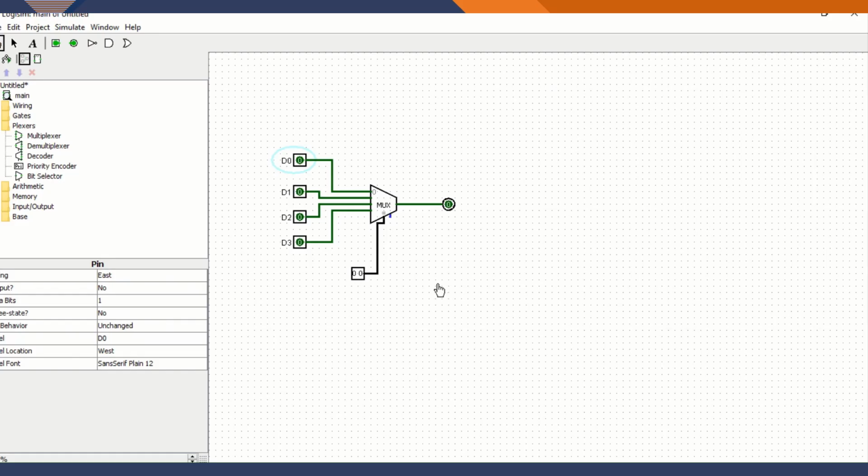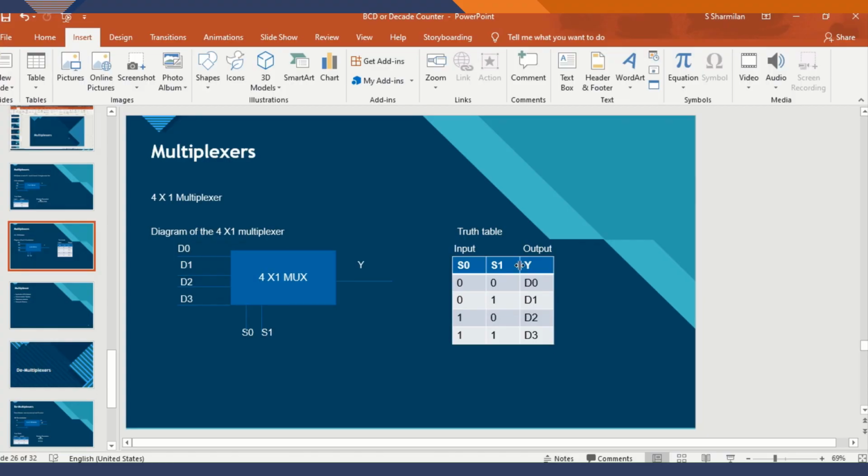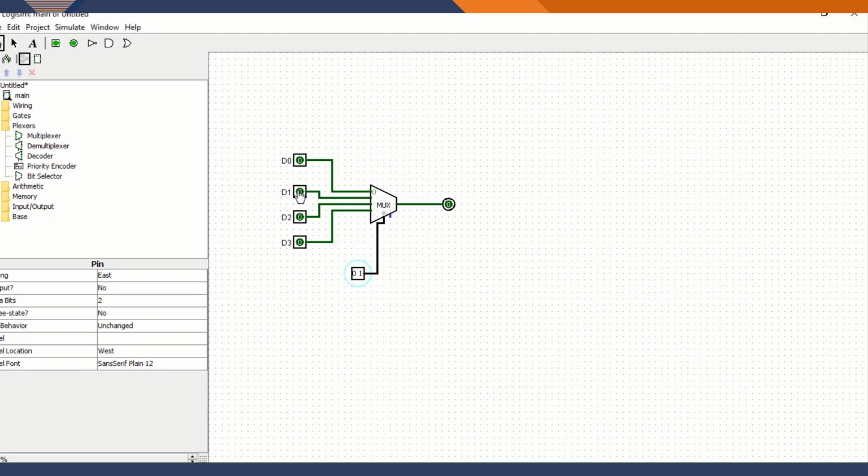Now I am going to change S0 equal 0, S1 equal 1. That time my output Y equals D1. Now I am going to change D1 equal 1. See, my output Y equals D1. Now I change D1 equal 0. My output Y equals 0. Now I change D1 equal 1. My output Y equals 1. That means my output Y equals D1.